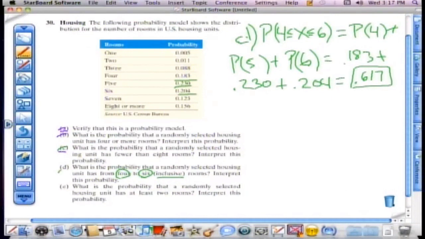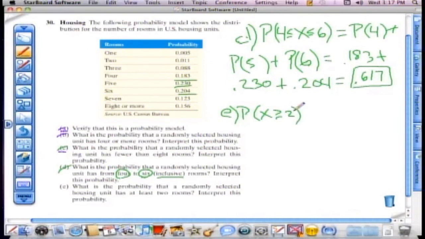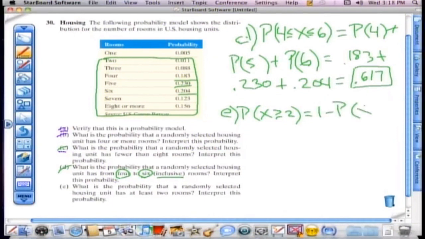Okay, one more. What's the probability that a randomly selected housing unit has at least 2 rooms? Okay, so let's try using the complement again. The probability that the number of rooms is at least 2 would be 2 or 3 or 4 or 5 or 6 or 7 or 8 or more. And wouldn't it be nicer to just say 1 minus the probability of the complement of at least 2 rooms, which would be the probability of 1 room.